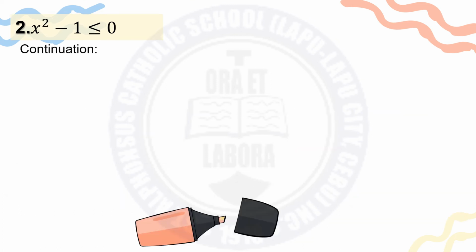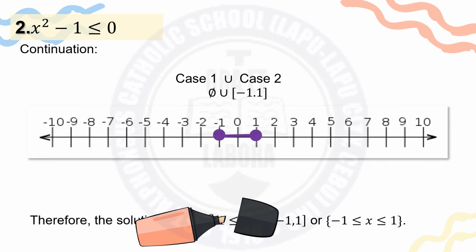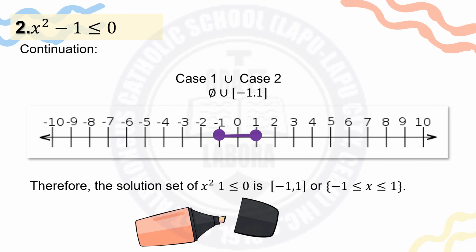So as we continue, step 6, find the union of case 1 and case 2. Case 1 is an empty set, case 2 is from negative 1 to 1. So when we graph, this is the graph. And for our conclusion, therefore, the solution set of x squared minus 1 less than or equal to 0 is from negative 1 to 1, or x is greater than or equal to negative 1 but less than or equal to 1.